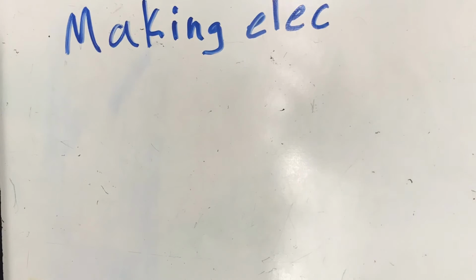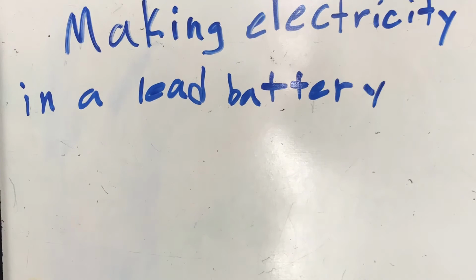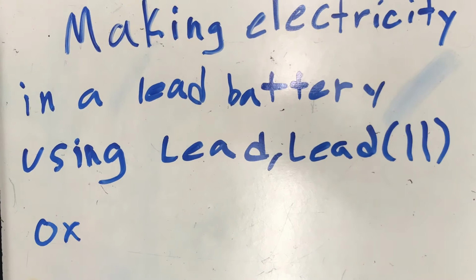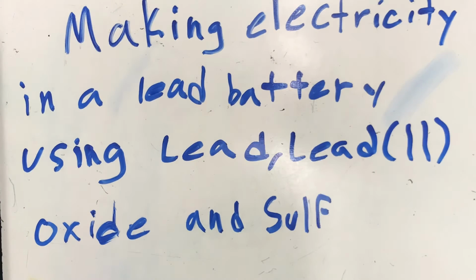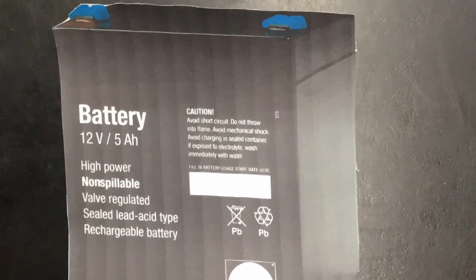Making electricity in a lead battery using lead, lead-2 oxide, and sulfuric acid. Here we have a 12-volt lead battery. Let's see what's inside.